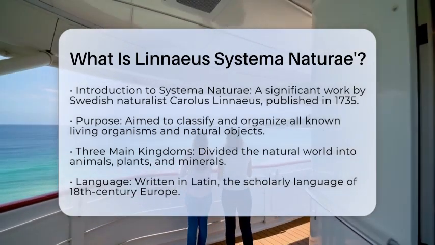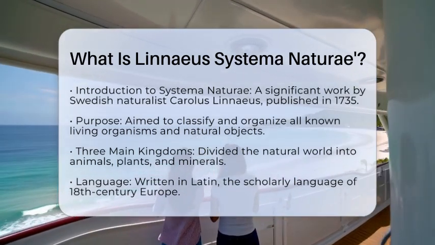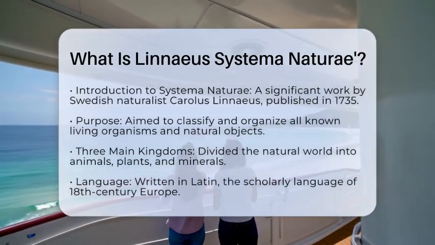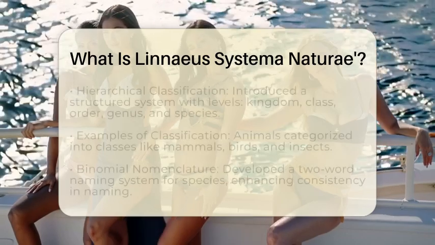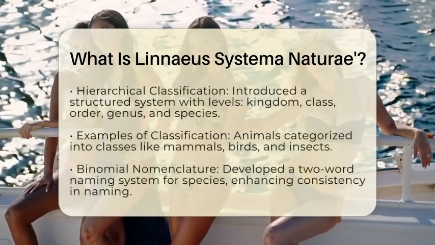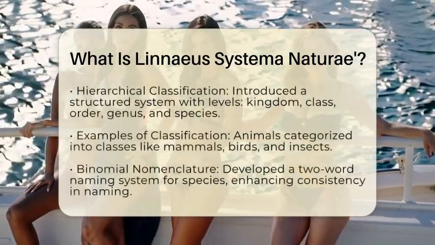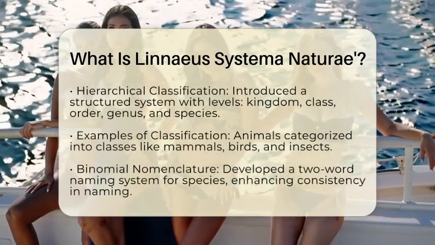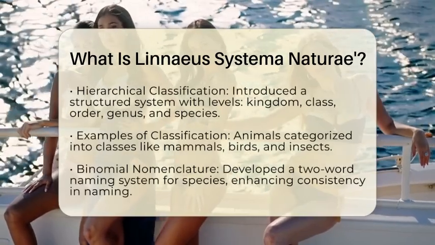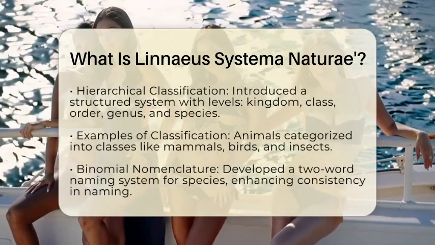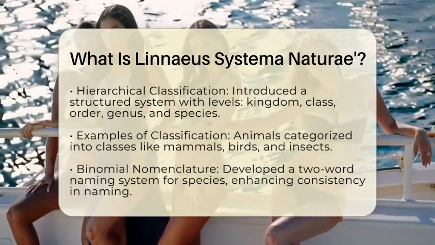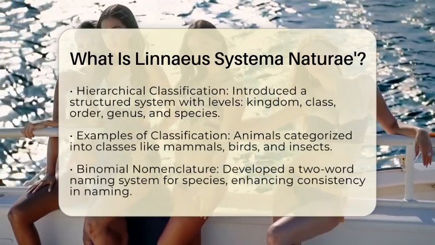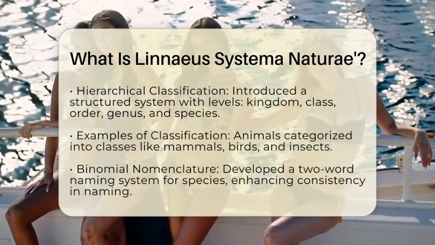In Systema Naturae, Linnaeus introduced a hierarchical classification system. This system grouped organisms into increasingly specific categories, making it easier for scientists to study and understand biodiversity. The main levels he used were kingdom, class, order, genus, and species. For instance, animals were divided into classes such as mammals, birds, and insects. This structured approach allowed for a clearer understanding of how different organisms relate to one another.